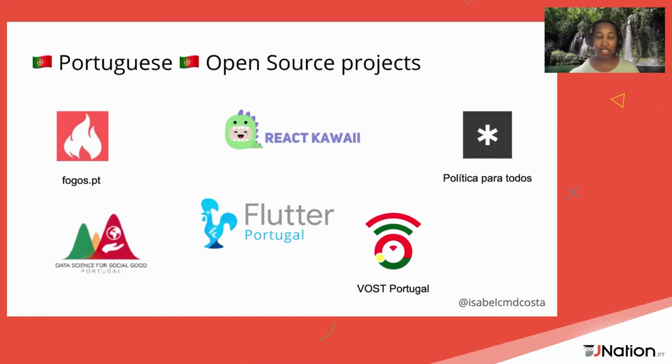And yesterday, I found Data Science for Social Good. I saw this on Twitter, and I was like, "What is this?" And basically, this is a community of data scientists, and they have projects using data science for social good. For example, they have data related to COVID-19 in Portugal.